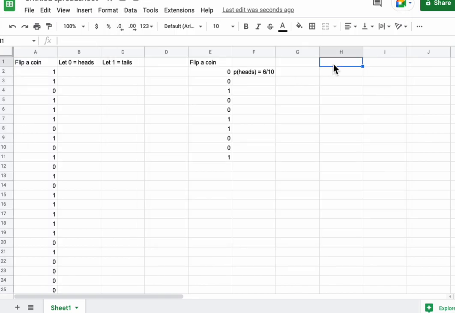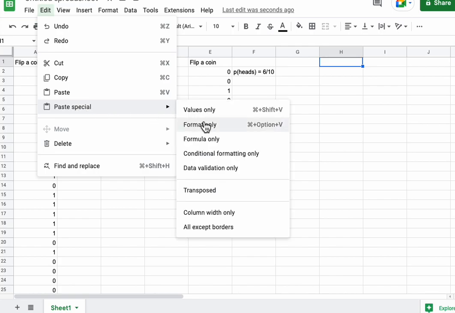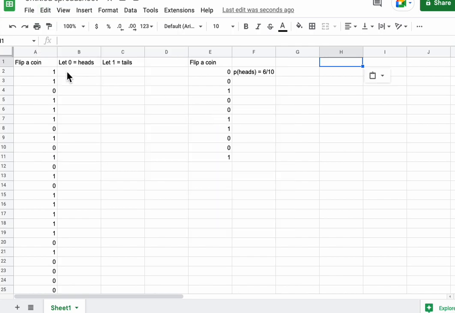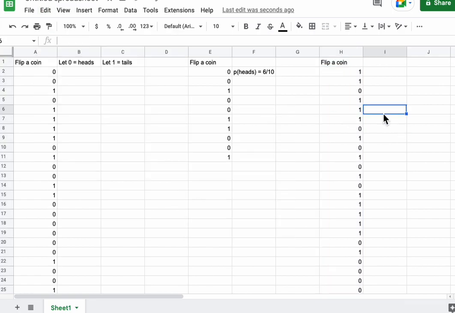Paste it here. I know on a Mac it's Command Option Shift V for the keyboard shortcut, but you just click on values only. I guess I didn't get it. Let me try it again. I'll do it over here. Edit, paste special, values only. Brings in all these numbers.